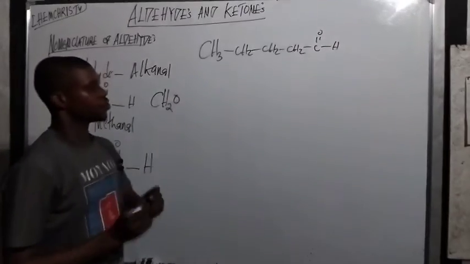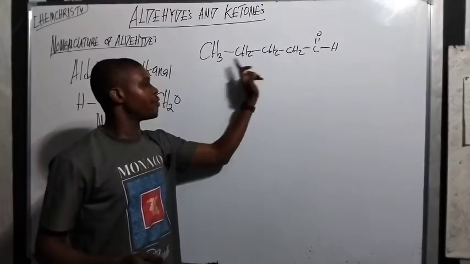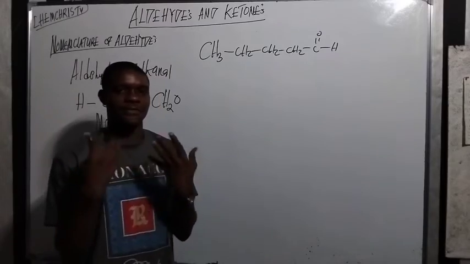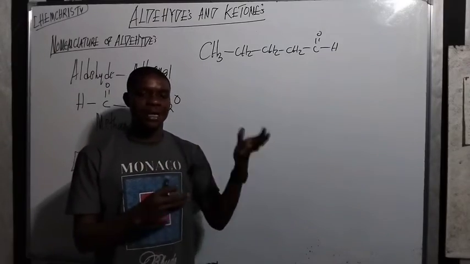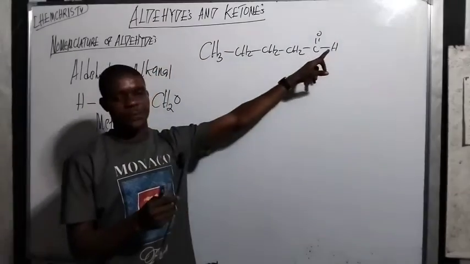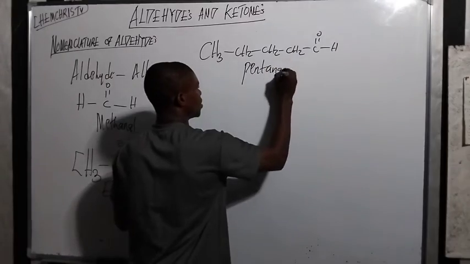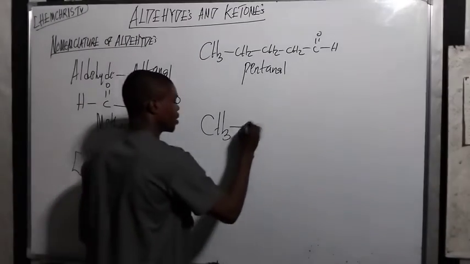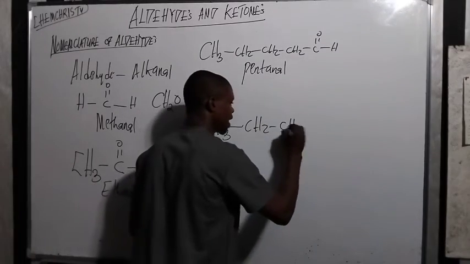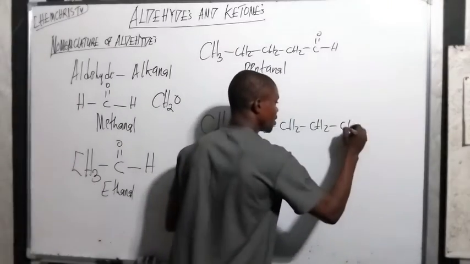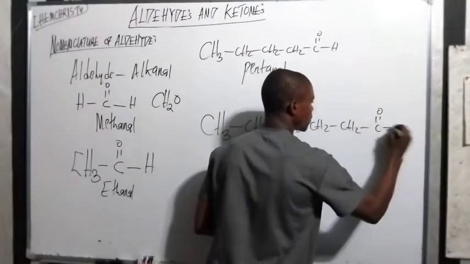Now next we want to look at CH3, CH2, CH2, CH2, CH2, OH. It's okay. So we have 1, 2, 3, 4, 5 carbon atoms. Now five members of the alkane is called what? Pentane. Now since it has the functional group here, the name is now what? Pentanol.